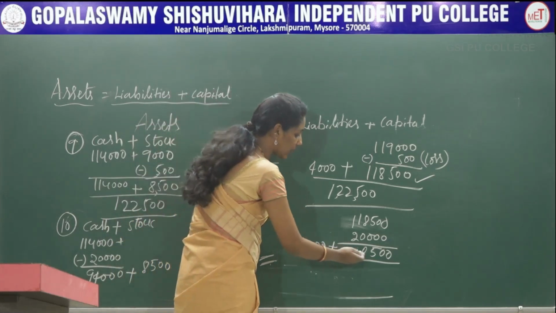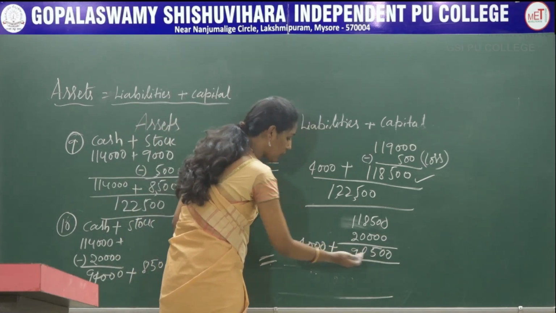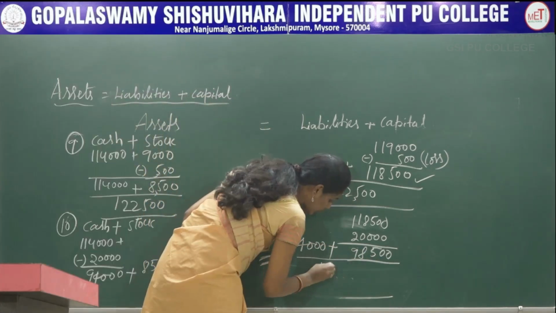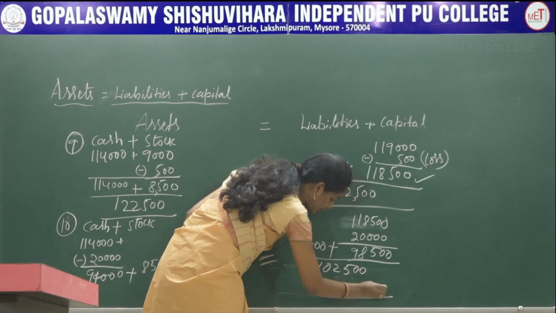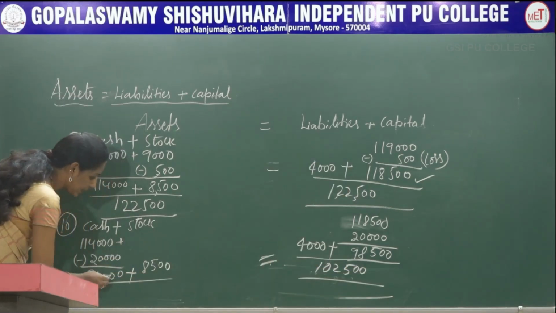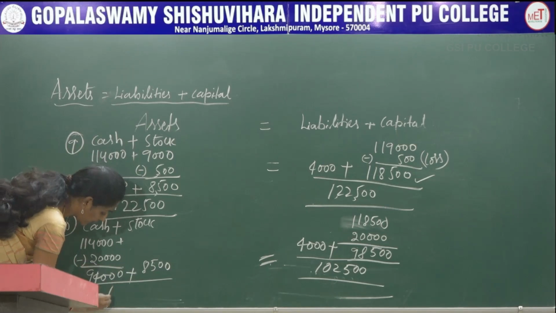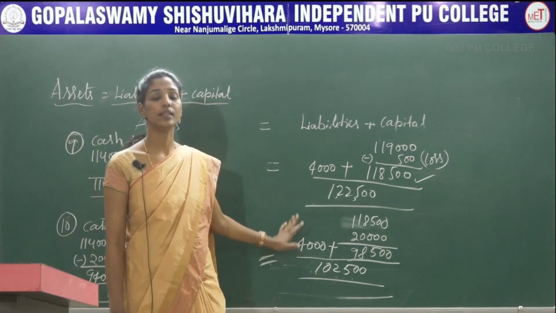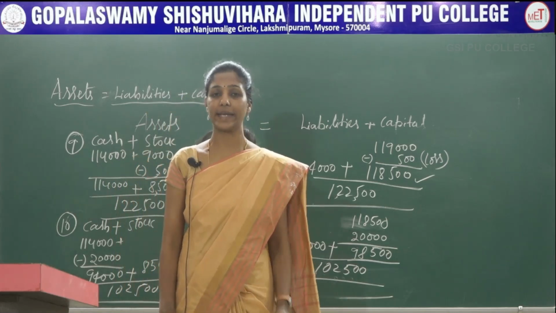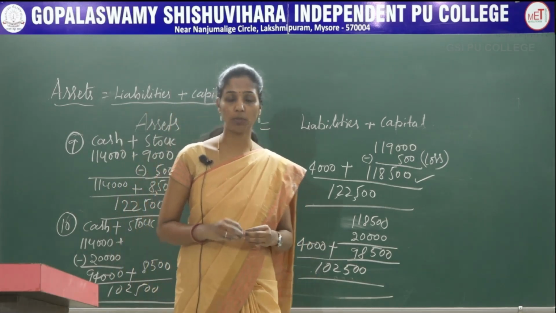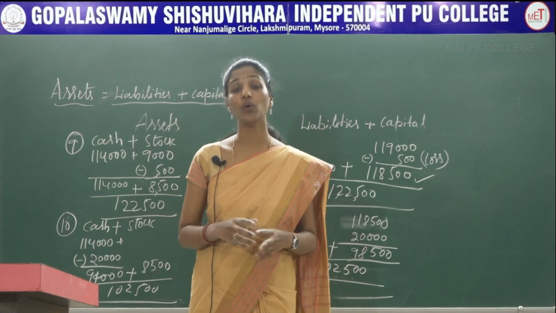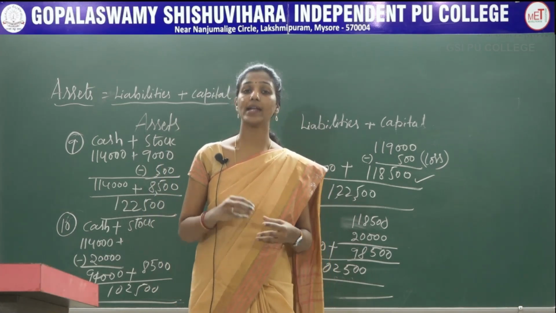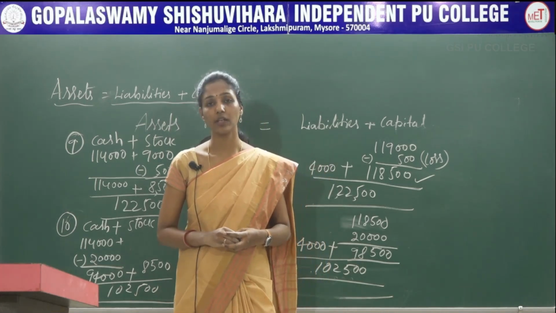You will get 98,500. 98,500 plus 4,000 you will get 1,02,500. On the asset side 94,000 plus 8,500 comes to 1,02,500. This is how we prepare accounting equation. This is a very important problem from your examination point of view. You can expect a 6-mark question from this topic. And I conclude this chapter. Thank you.